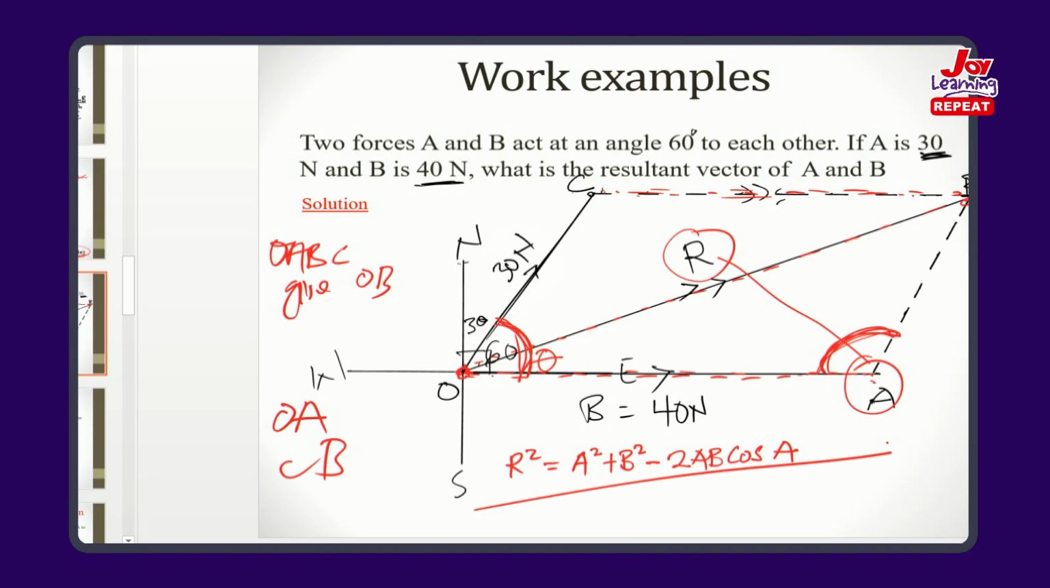This means that 60 plus the angle at A should give you 180, because we said that co-interior angles add up to 180. Our A then becomes 180 minus 60, which is equal to 120. So the angle here is 120. Having got the angle there, now getting our resultant becomes very, very easy. Why am I saying that?